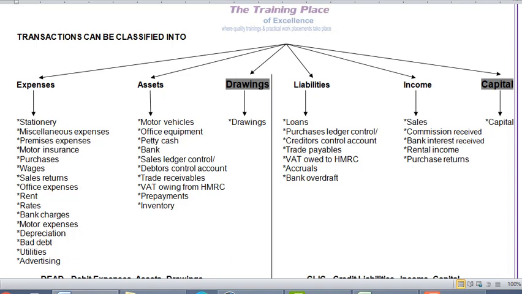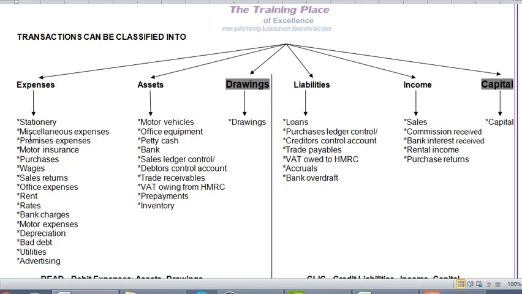You will be expected, or I will say to you personally, that you want to look at this, and look at it again, and then look at it again. What will you call drawings? What will you call an asset? What will you call an expense?